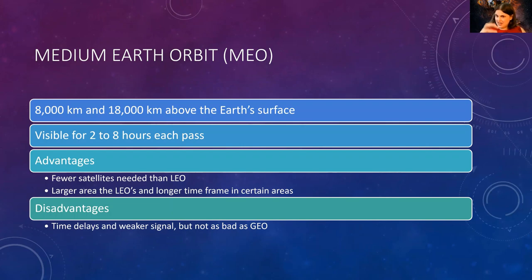Disadvantages is that since it's a medium, it has a weak signal, not as strong as a low Earth orbit or LEO satellite, but it's still stronger than a GEO satellite or a geocentric orbit.